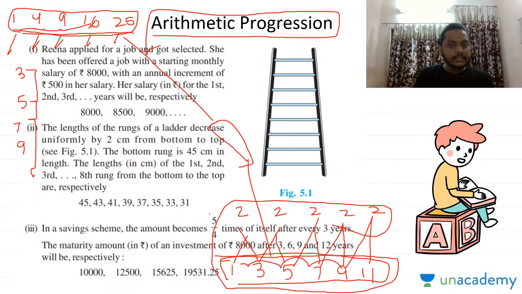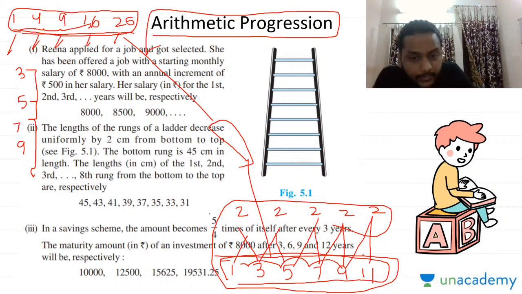So remember guys, arithmetic progression is nothing but a sequence. Arithmetic progression is nothing but a sequence, and when I'm talking about arithmetic progression, I'm talking about that kind of sequence in which the difference between any two consecutive terms remains the same. Yes or no?